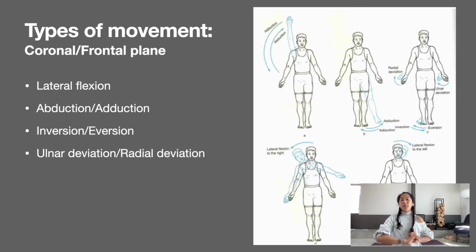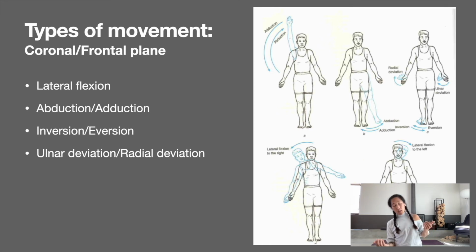So now we're going to add the element of movement into these planes. So starting with the coronal frontal plane again. So remember, the coronal frontal plane is when we divide ear to ear and we section the body into the front and the back half. So different in the way that we're not talking about anterior, posterior, but we're talking about the movement in this plane. So the type of movement that can happen in this plane is lateral flexion, which is side bending.